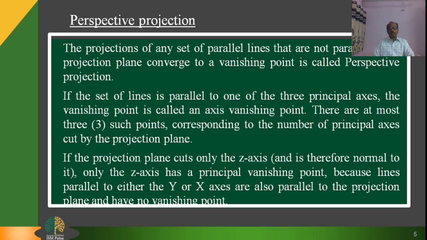Let us take an example. If the projection plane cuts only the z axis, which is therefore normal to it, only the z axis has a principal vanishing point, because the lines parallel to either the y or x axis are also parallel to the projection plane and have no vanishing points.